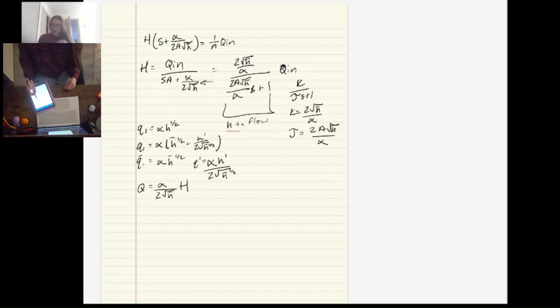2H. And now we see that this is K, right? So this means that this is 1 over K. So now we have this, let's just write this as 1 over K. So this is a flow to a height, right? Flow to a height.